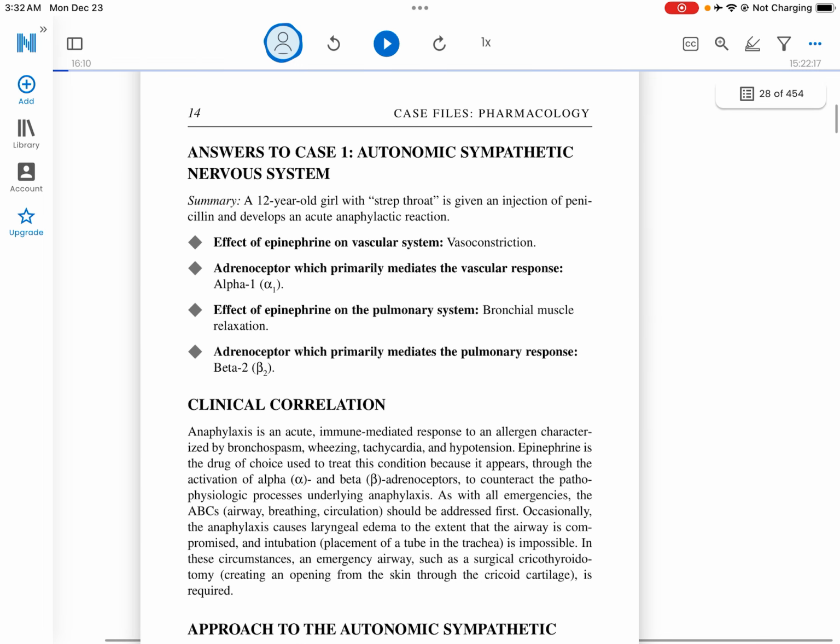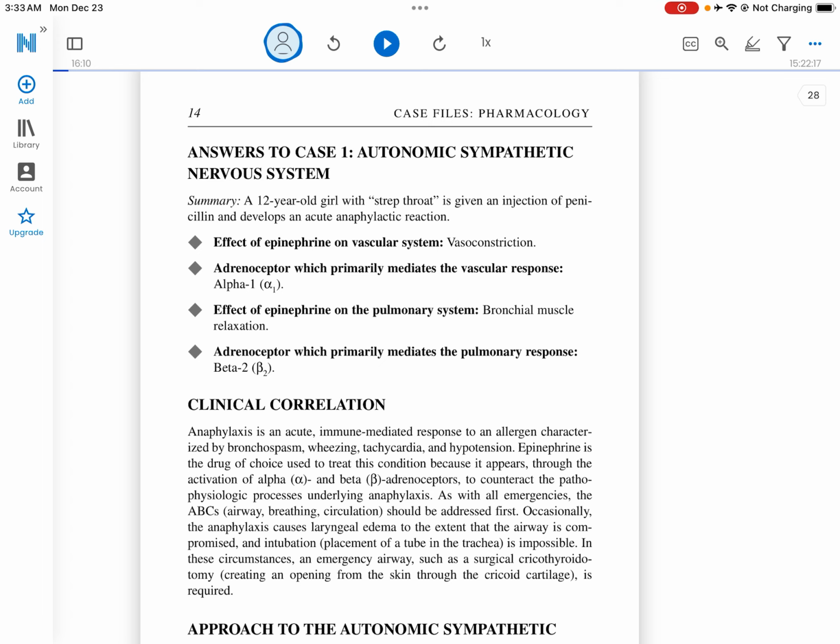Answer to case 1, autonomic sympathetic nervous system. A 12-year-old girl with strep throat is given an injection of penicillin and develops an acute anaphylactic reaction. The effect of epinephrine on the vascular system is vasoconstriction. It reduces the blood flow, so the heartbeat will be reduced. The adrenoreceptor which primarily mediates the vascular response is alpha 1. The effect of epinephrine on the pulmonary system is bronchial muscle relaxation.